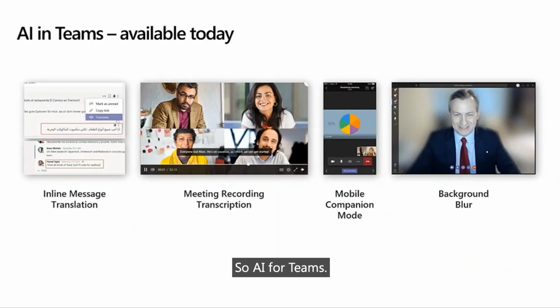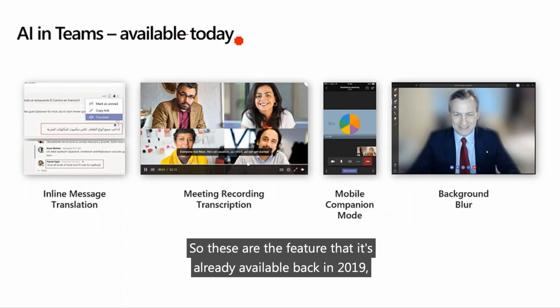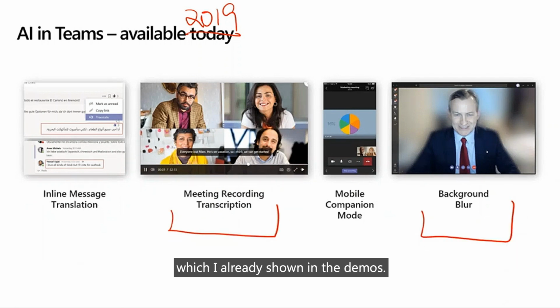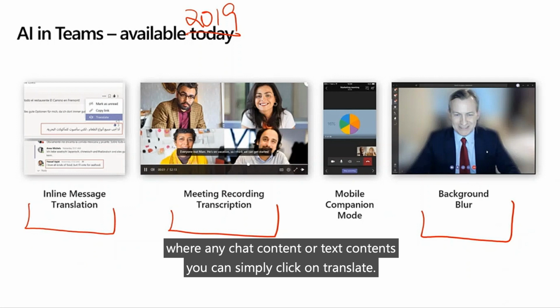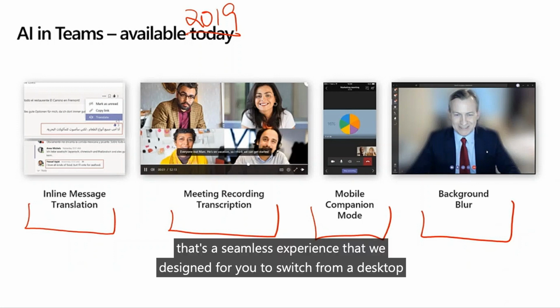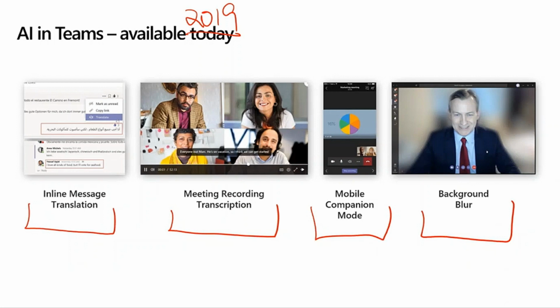So AI for Teams. These are the features that were already available back in 2019. For example, the meeting recording or the background blur feature, which I already showed in the demos. Inside Teams, when you do IM or any chat or text content, you can simply click on Translate. And mobile companion mode is the seamless experience that we designed for you to switch from a desktop to your Teams mobile app.